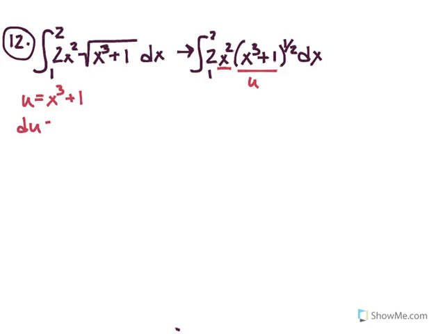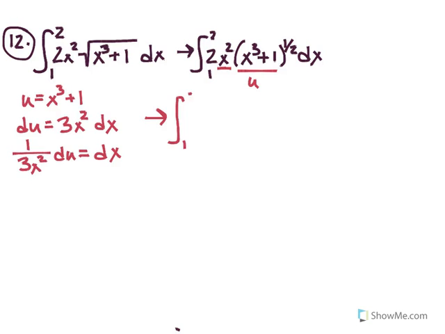du will be 3x squared dx. Divide both sides. 1 over 3x squared du is now the dx. So let's go ahead and start substituting and we'll see what happens. So we've got the integral from 1 to 2. 2x squared, haven't done anything with it yet, so I'm going to leave it as is. This became the u, it's to the 1/2 power. And our dx is now 1 over 3x squared du.